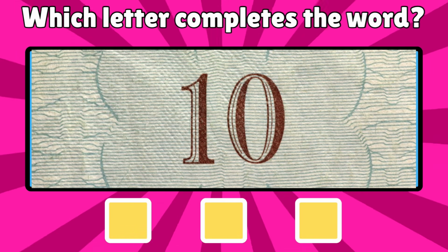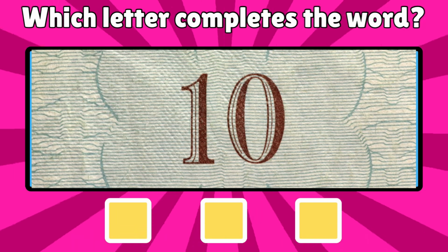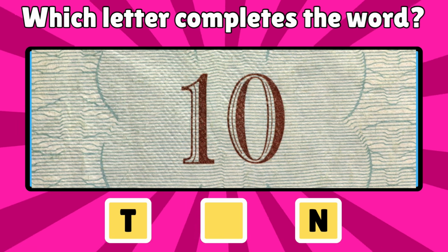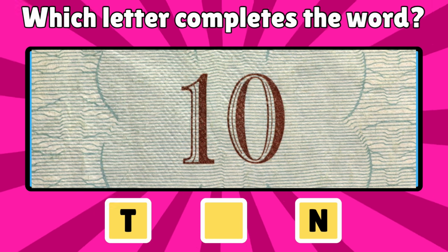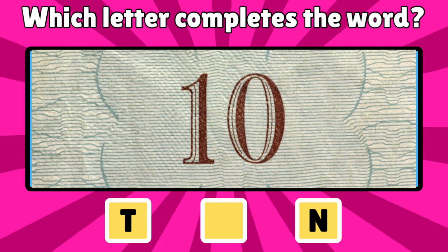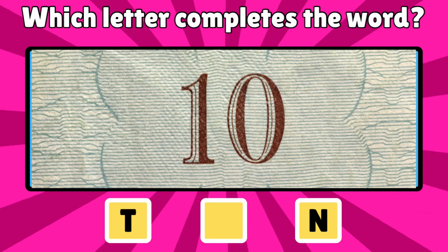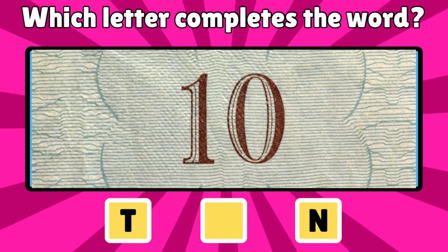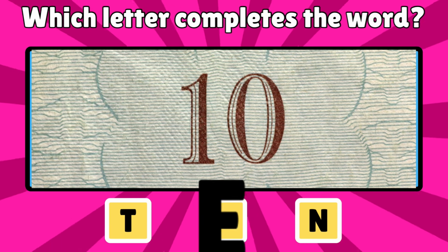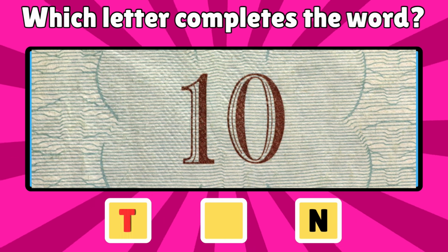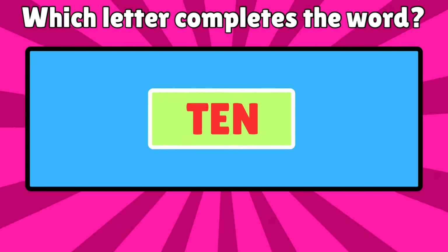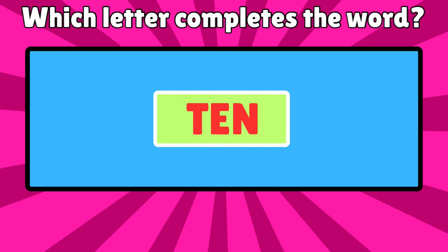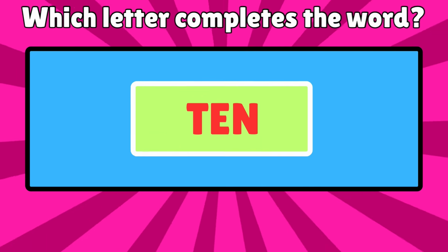Look at the picture. It is ten. Here, vowel is missing. T, N, which letter completes the word? It is E, T, E, N. Ten, can you say it again? T is for ten. Ten.